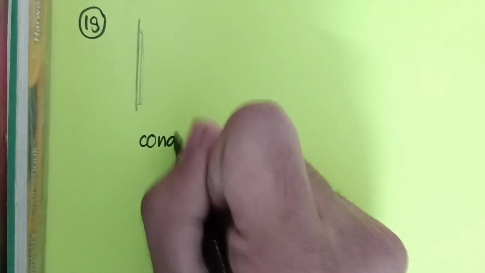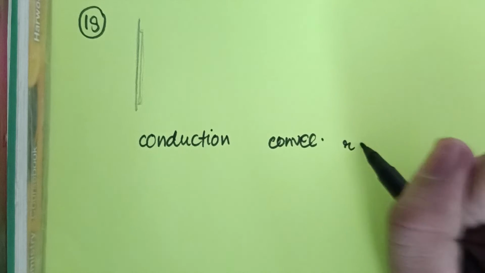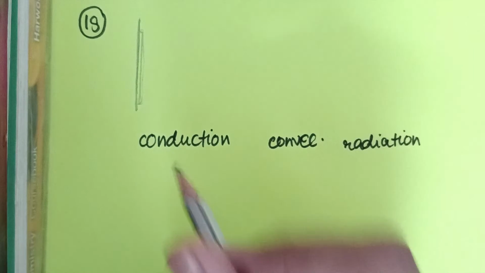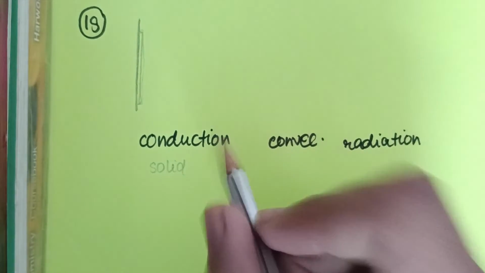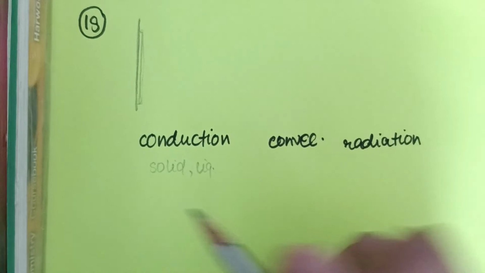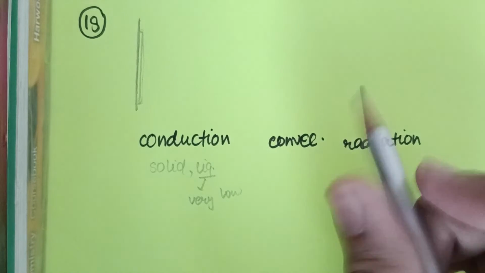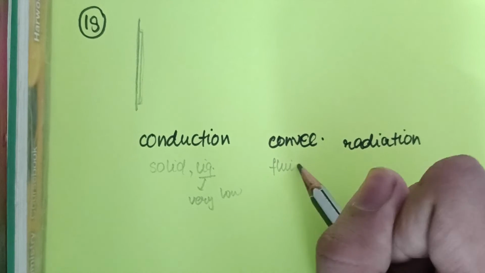So let's talk about the methods first. So one of the methods is conduction. Another is convection, and the last one is radiation. Now, conduction can only happen through solids. Liquids too, but it's very low. Let's also count liquids, but it's very low. Now, for convection, we have liquids and gases, and collectively we call them fluids.